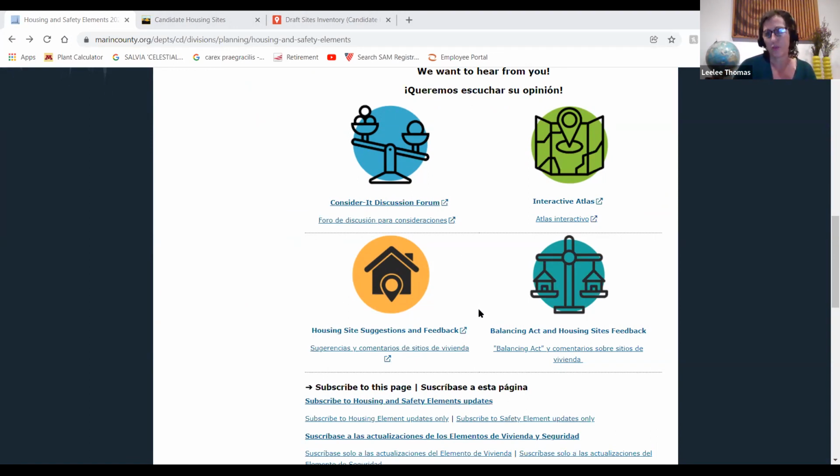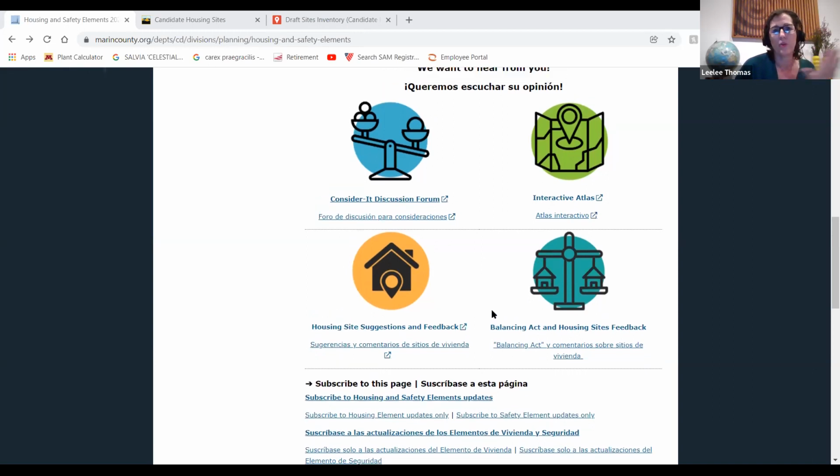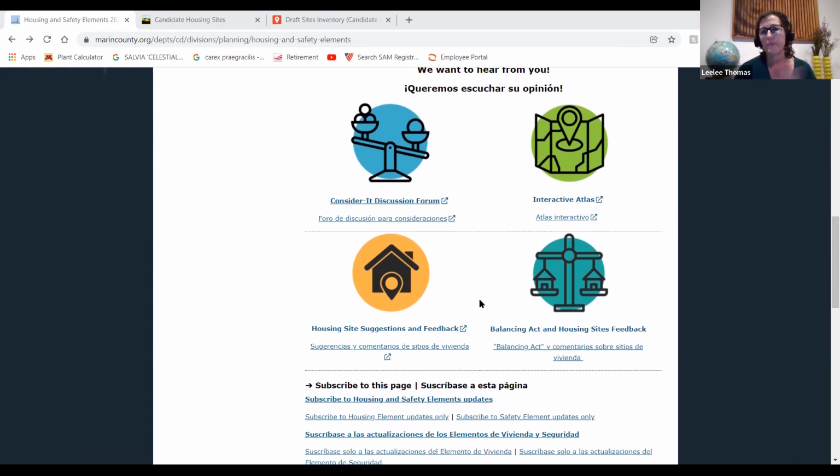And then there is another tool that Jillian will point to, where you can provide comments on every single one of the sites, including the ones that are not in Balancing Act. So what we've tried to do is provide a range of tools: would you like to comment this way, or via email or voicemail, or on Balancing Act, or on the map? There's just a suite of tools that you can use to provide comment.